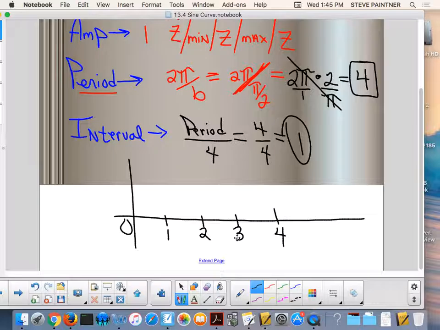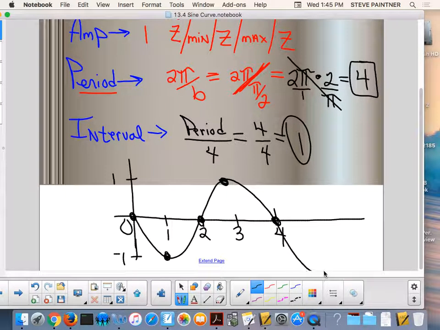So here we go. At 0, if you put it in, you get 0. At 1, put 1 in, you get what? You get your minimum, negative 1. Your maximum is positive 1. At 2, you get what? 0. At 3, you get what? Maximum. At 4, you get what? Back to 0. And of course, this thing just repeats. This would be 5 radians. This would be 6 radians. And it just goes on, and it also goes on this way.